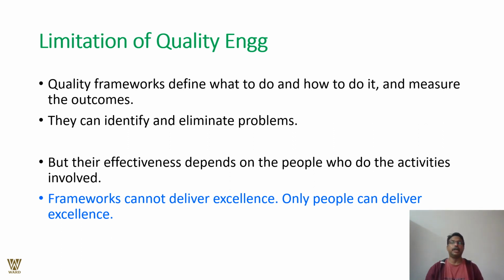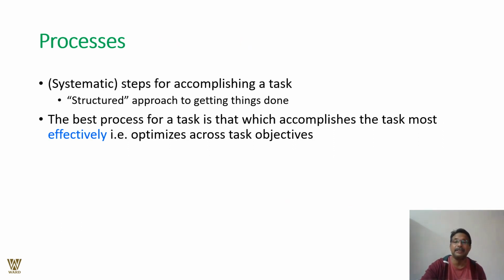Limitation of quality engineering. The quality framework defines what to do and how to do it, and measures the outcome, thereby it can identify, even eliminate, problems. So the quality framework is very, very straightforward. But its effectiveness depends on the people who do the activities. So the framework is good, everything is mandated, but then it is the people who are going to work upon it, and their attitude determines the limitations. A framework cannot deliver excellence. Only people like you and me, or people who are going to man the positions, can deliver excellence.